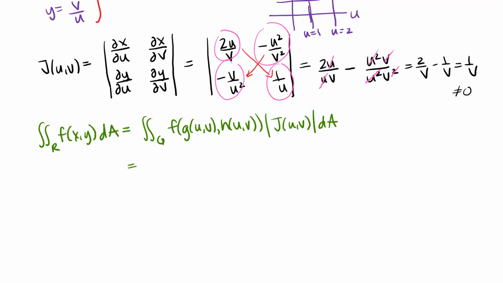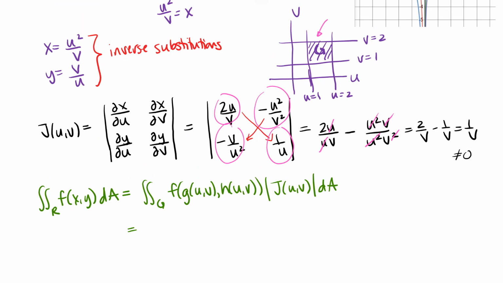We will be setting up our limits of integration on our region G in the UV plane, and so we have just a square there, so that's very easy to set up our limits of integration. We'll have u going from 1 to 2 and v going from 1 to 2. Doesn't matter what order I do those in. I need to make sure that I convert my function to be in terms of u's and v's.